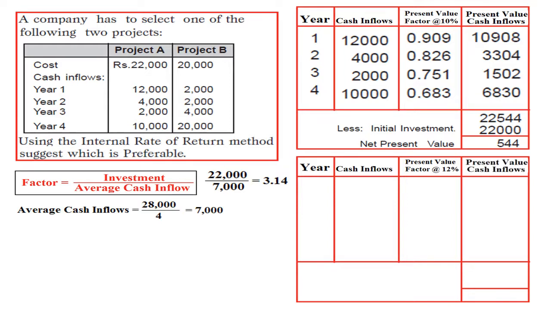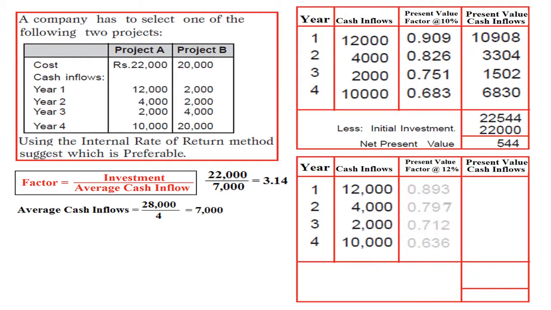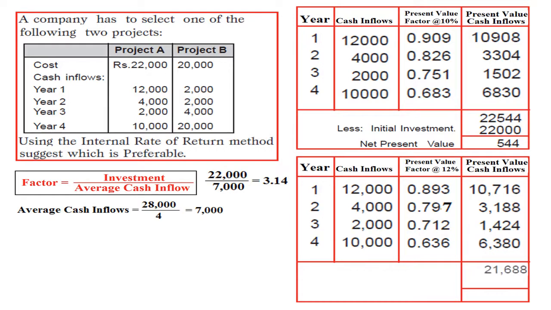Right? So present value of cash inflows. Again, I am calculating NPV at 12%. Same year cash inflows I am taking, present value factors at 12% I have taken. That is 0.893, 0.797, 0.712, 0.636. So multiply with the cash inflows, you will get present value of cash inflows 10,716, and so on till 6,360. Make the summation, you will get the present value of cash inflows minus investment, 22,000 is your investment. Here you are getting a negative NPV, that is 312.